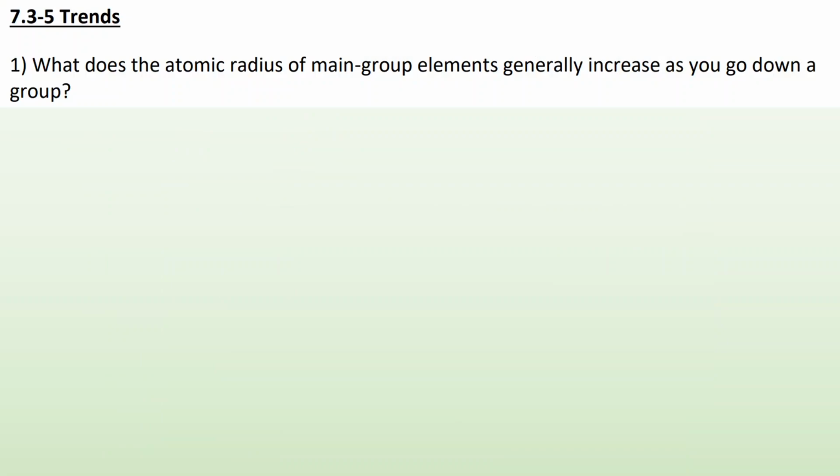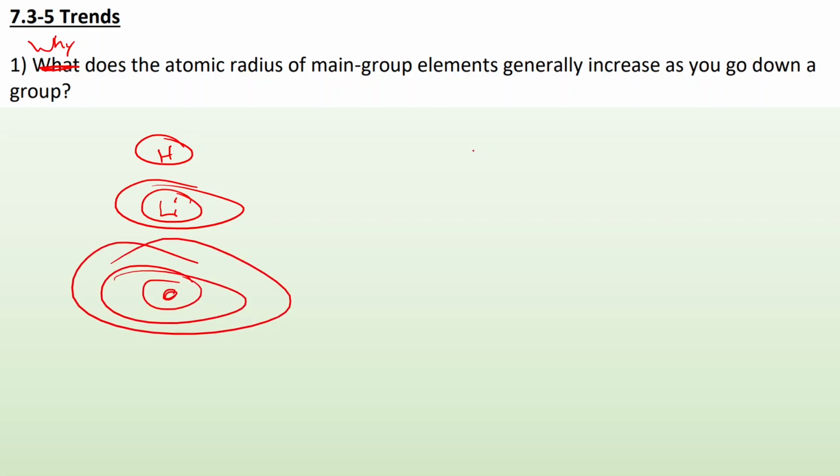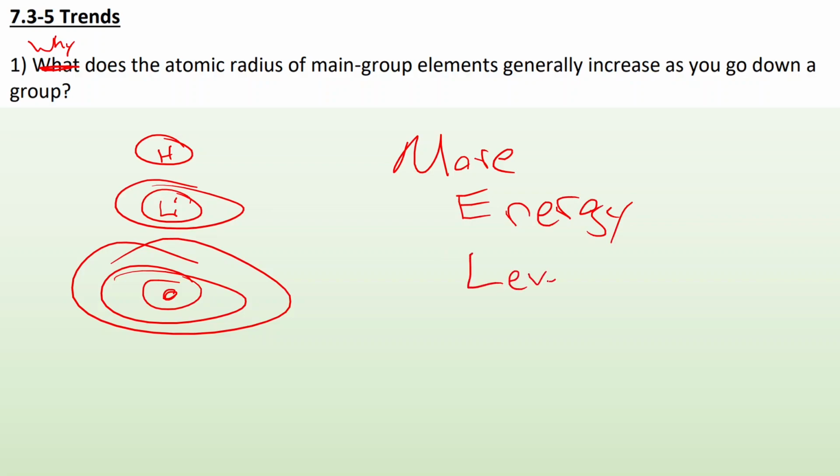What does the atomic radius of main group elements generally, I'm sorry, that shouldn't say what, it should say why. Why does the atomic radius of main group elements generally increase as you go down a group? Well, as we go down a group, let's say we got hydrogen and then we got lithium, which has, oh, hey, wait a minute, it's got 2 energy levels. And if we keep going, we add more and more principal energy shells as we go down a group. So more principal energy levels is why it gets bigger. It's like adding more layers onto an onion, right? It's going to get bigger.